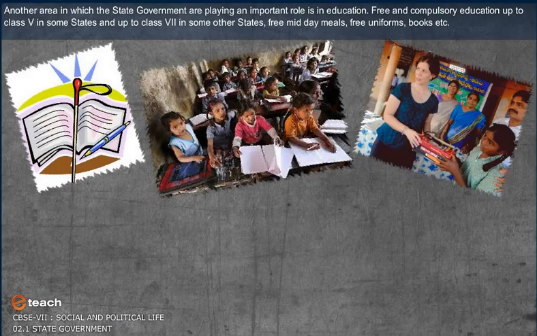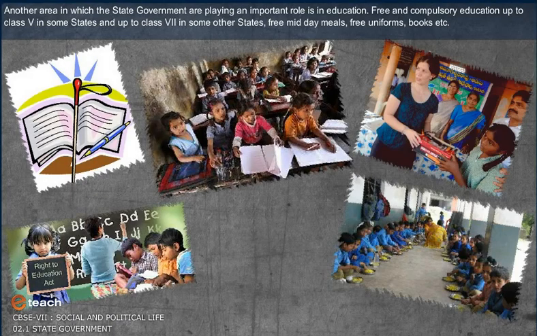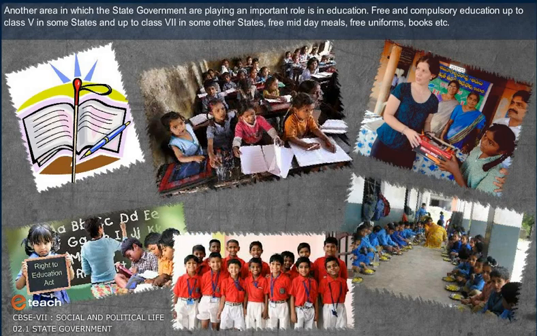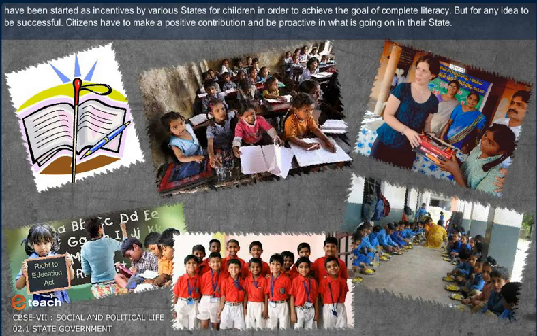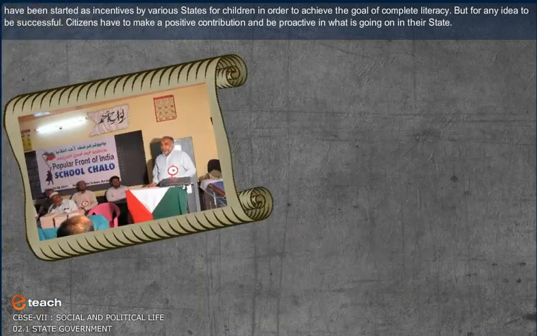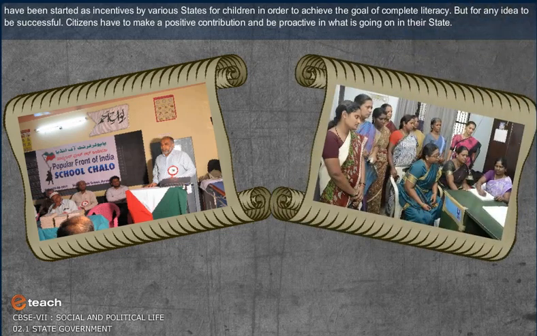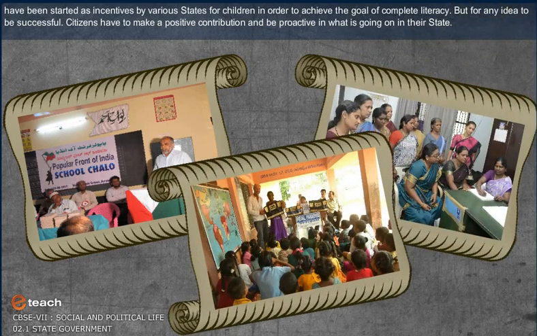Another area in which state governments are playing an important role is education. Free and compulsory education up to class 5th in some states and up to class 7th in some other states, free midday meals, free uniforms, books, etc. have been started as incentives by various states for children in order to achieve the goal of complete literacy. But for any idea to be successful, citizens have to make a positive contribution and be proactive in what is going on in their state.